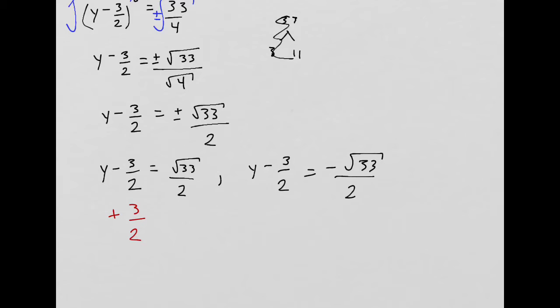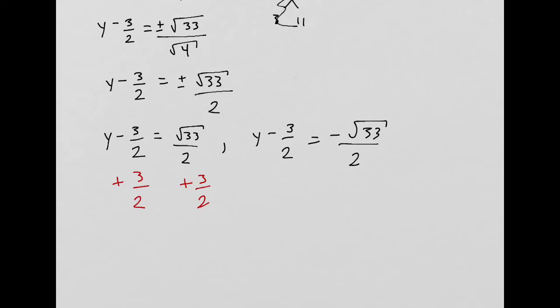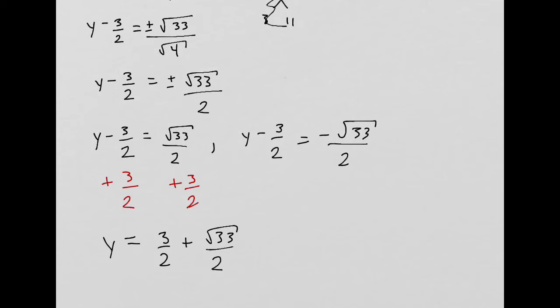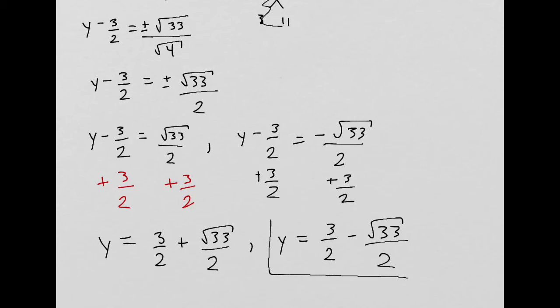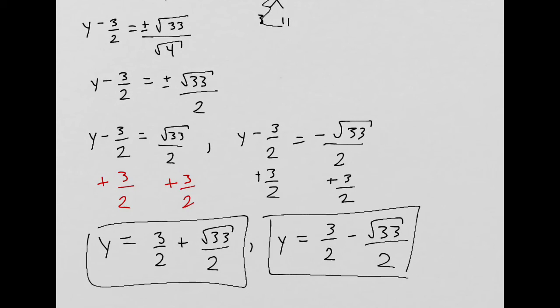So I add 3 over 2 to both sides. Well, they already have a common denominator. I can write them with one denominator or 2. I'm going to write them as 2. And I have the square root of 33 over 2 plus 3 over 2. And that will be almost the same on the other side. Plus 3 over 2. And I will get y equals 3 over 2 minus the square root of 33 divided by 2. And there we have our 2 answers.